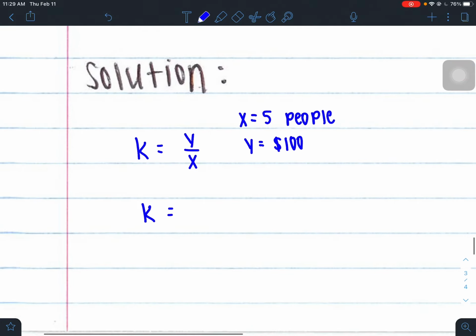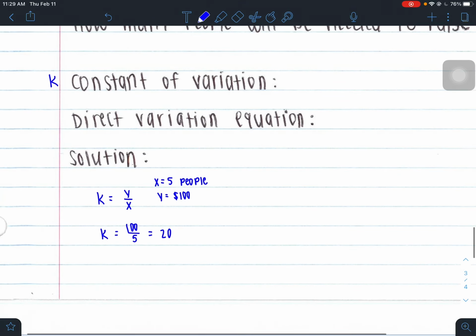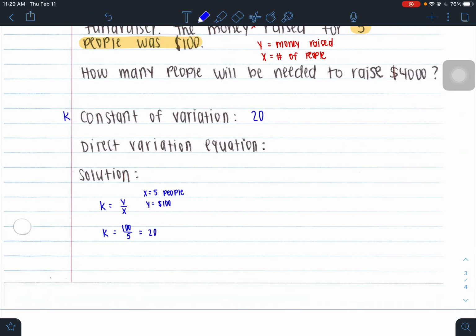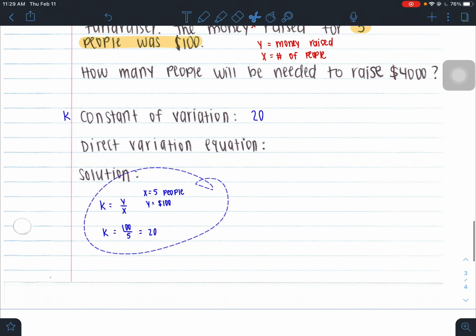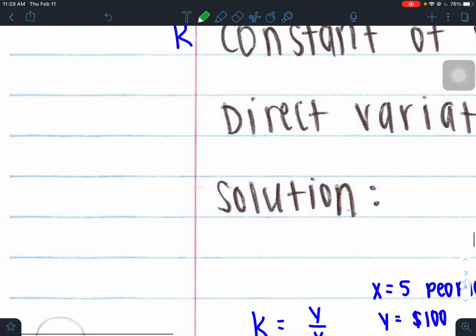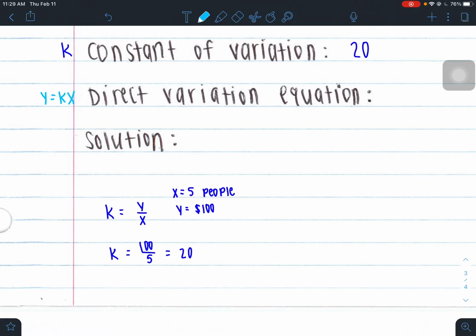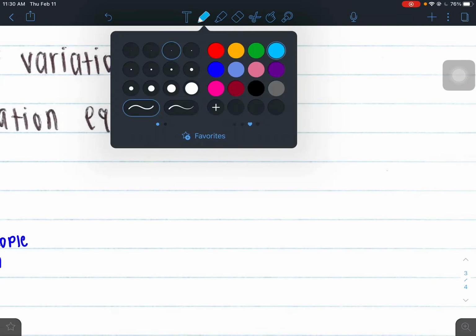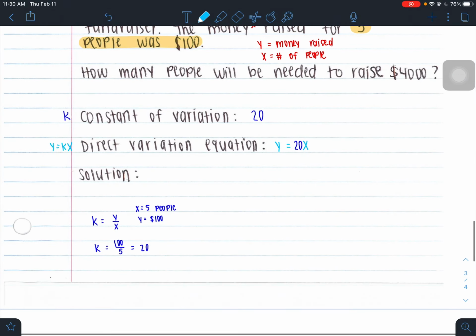So to solve for k, we're going to do y divided by x. So it's going to be 100 divided by 5, which simplifies down to 20. So for constant of variation, we're going to answer that with 20. K value is 20 here. Okay, the next thing we're going to do is get the equation. Well, the direct variation equation is y equals kx. Well, do I know what k is? Yeah, I just solved for it. So the direct variation equation would be y equals 20x. Okay, so that's the equation.